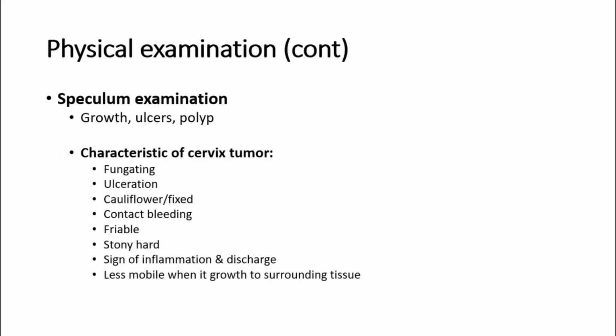Speculum examination is done to inspect the cervix and vagina to look for any abnormalities such as growth, ulcers, and polyp. These are the characteristics of a cervical tumor. Cervical tumor is often fungating, or they might have ulceration, cauliflower shape, bleeding on contact, friable, there might be stony hard on palpation, look for signs of inflammation and discharge, and it is less mobile when it grows to the surrounding tissue.